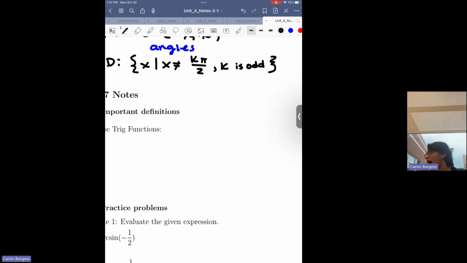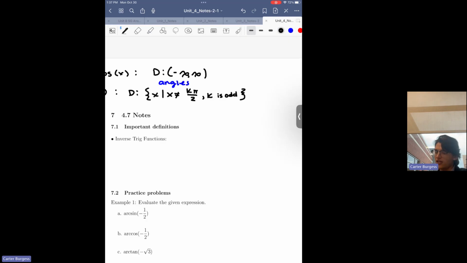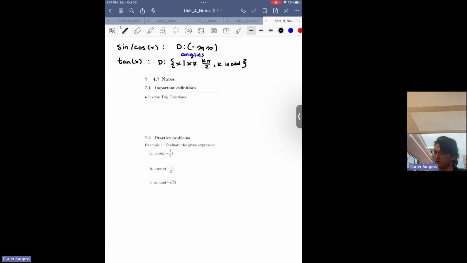But things like 5 pi over 2, things like 7 pi over 2, negative 103 pi over 2. All of those would be zeros of cosine, and those are an issue for us because we're dividing by 0 for tangent. But regardless, they still represent angles.